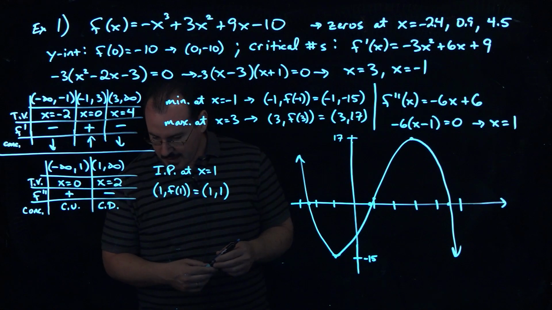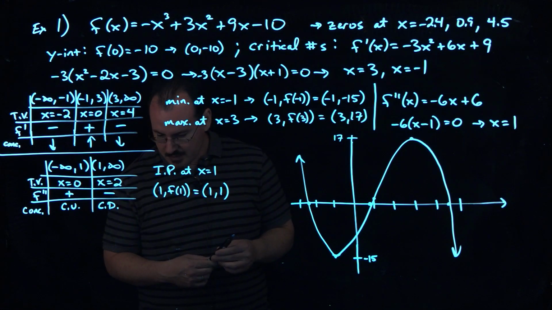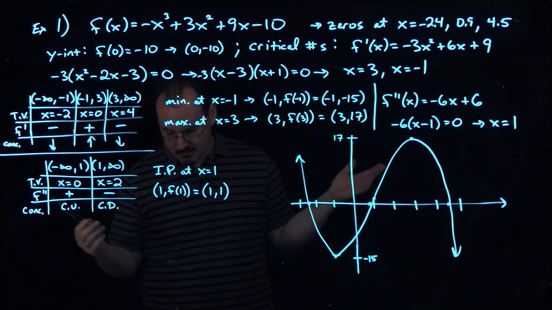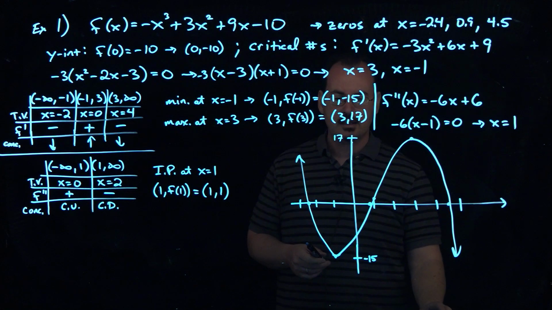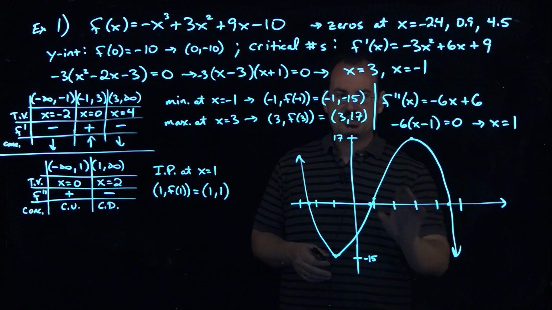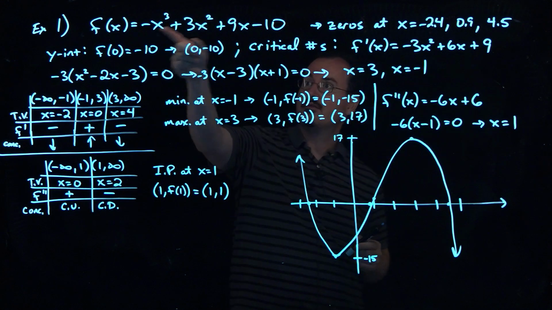Finally, it says to check your graph on your calculator. If the picture looks different from what you've drawn, well, maybe you've done something wrong, or maybe you entered it incorrectly in your calculator. So I would suggest go ahead and graph that function on your calculator.